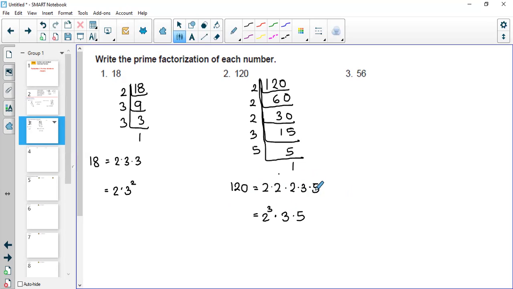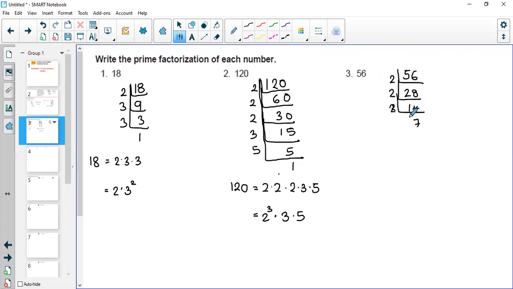120. Okay, similarly, let's do this. 56. So 56 divided by 2, 2 is the smallest possible number. We could divide by many numbers, right? So this is going to give me 28. Again, I can divide 28 by 2. That will give me 14. Again, I can divide 14 by 2. That will give me 7.